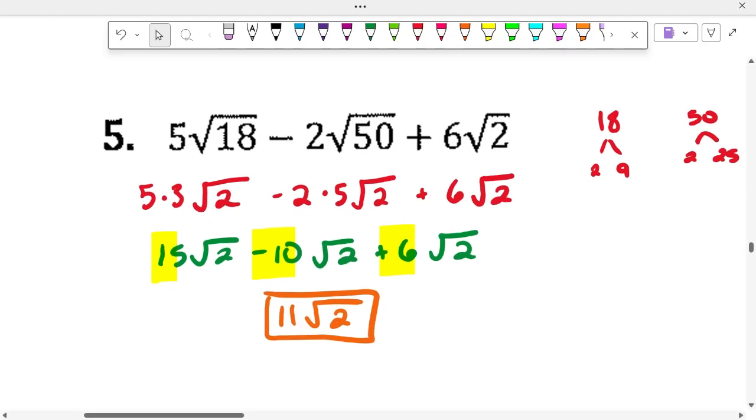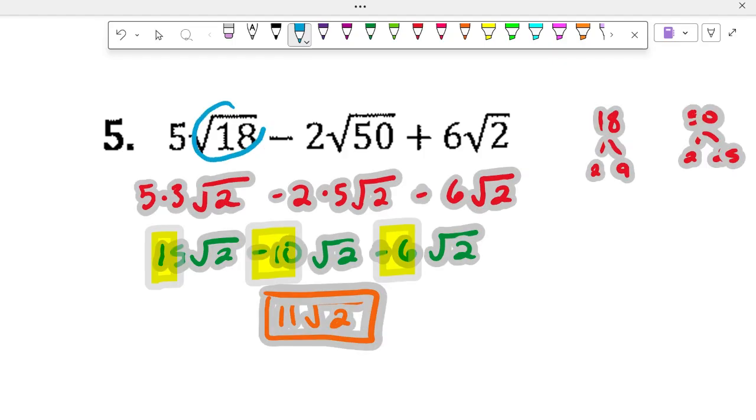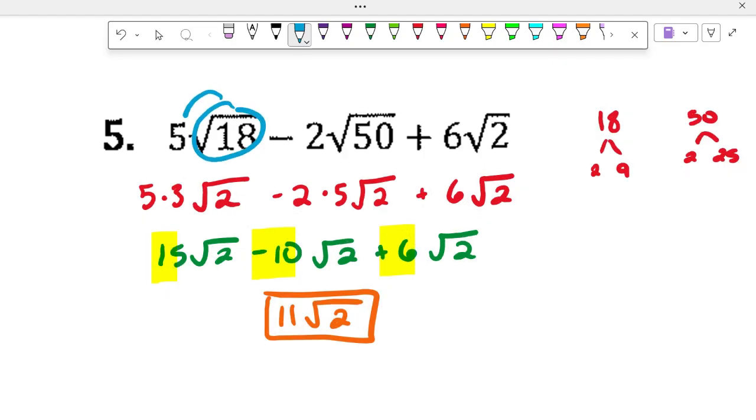Now, just from walking around the room, the biggest mistake that I saw is that whenever you simplified the radical, you forgot to multiply whatever you pulled out by the number originally in front of it. That's usually the biggest mistake I see with these. You cannot forget to do that. So my suggestion is, when you rewrite your radical, go ahead and bring that number down first and leave a little space.